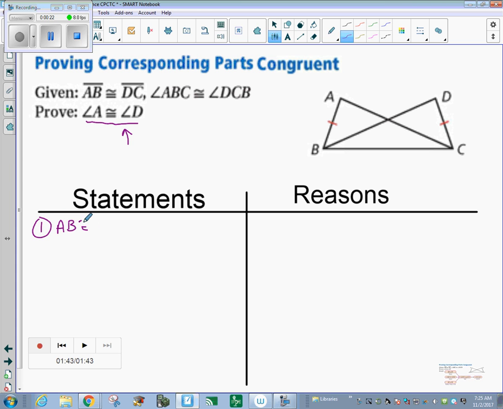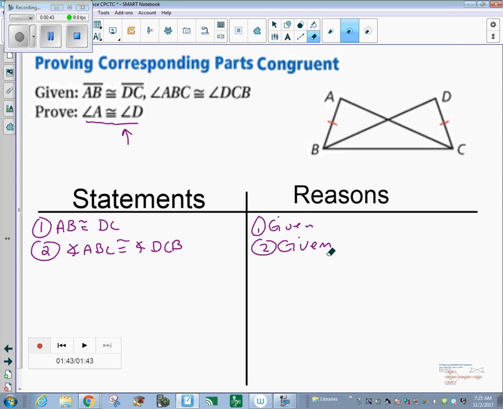AB is congruent to DC, given. The given statement is angle ABC is congruent to angle DCB. Those are my given statements. I should probably mark them on my drawing. Anyway, we'll mark them on our drawings. So AB and DC are given, and angle ABC, so this full angle right here, and that full angle right there. So let's take these triangles apart and draw them.